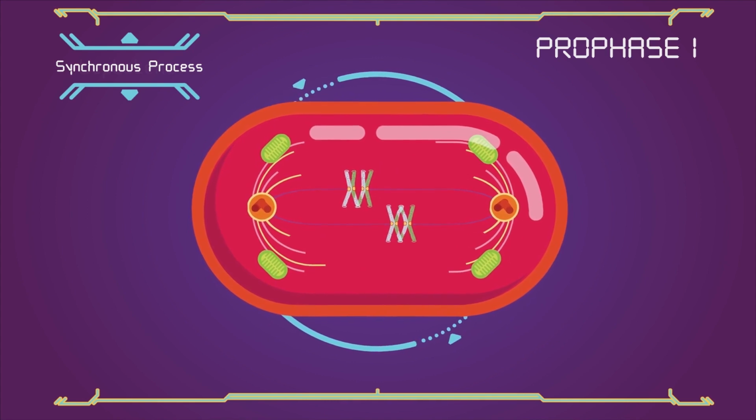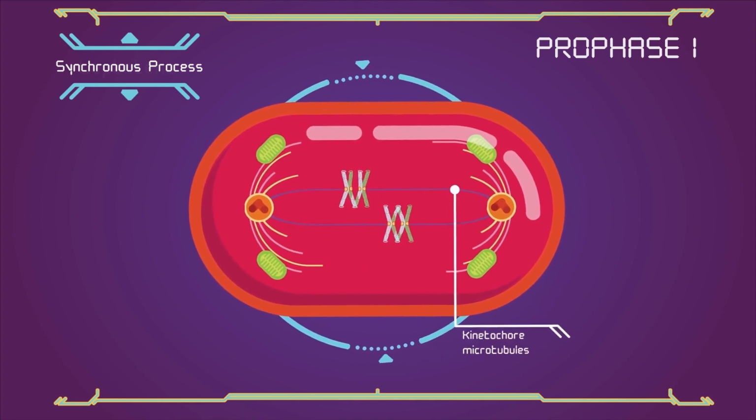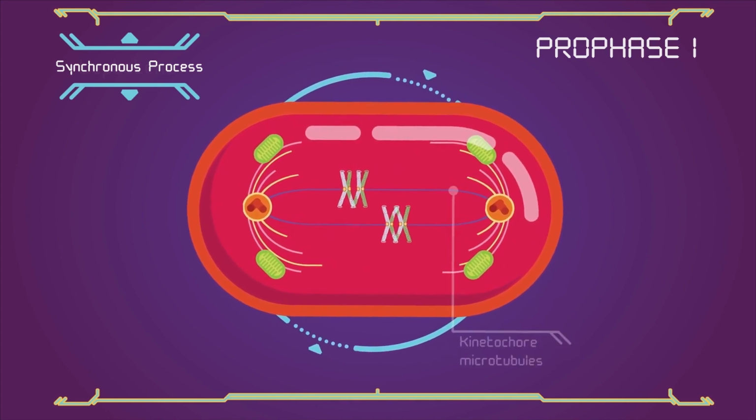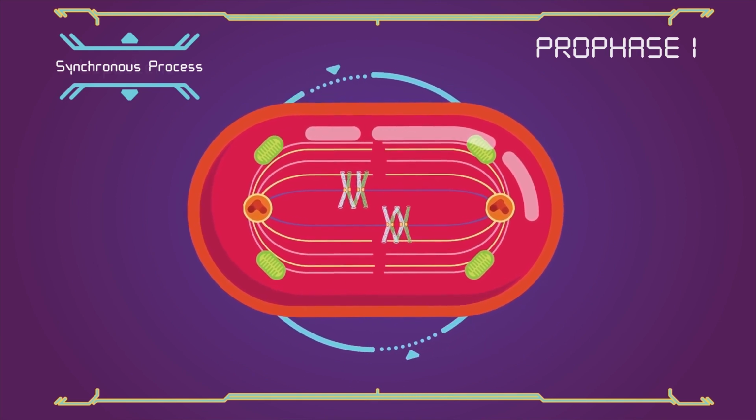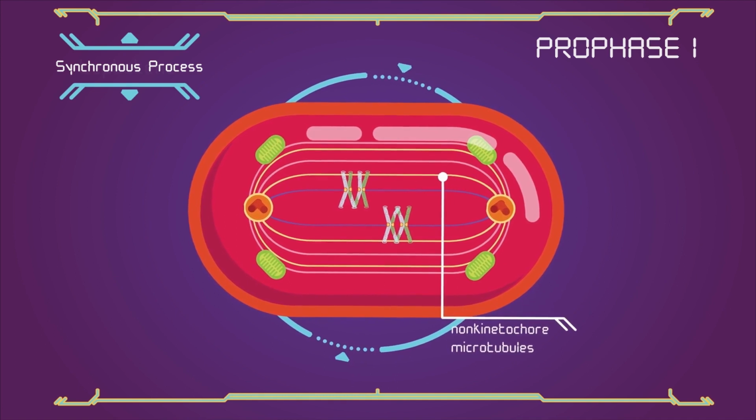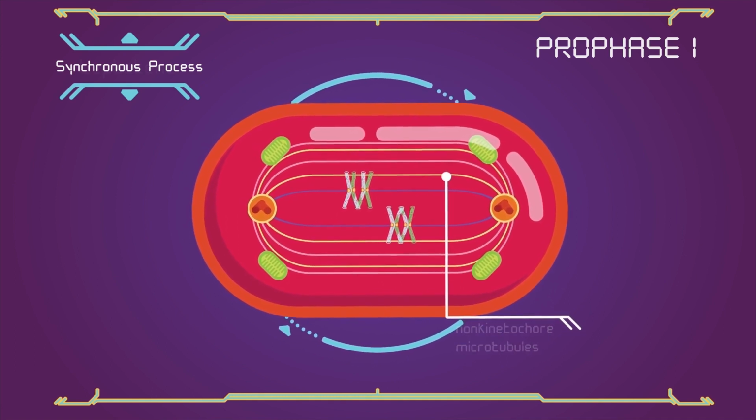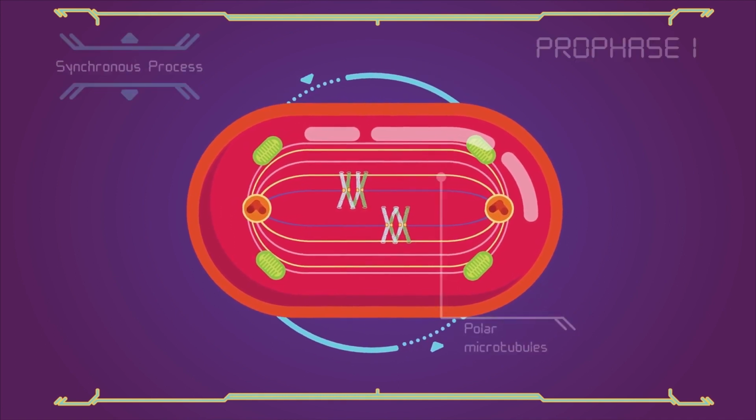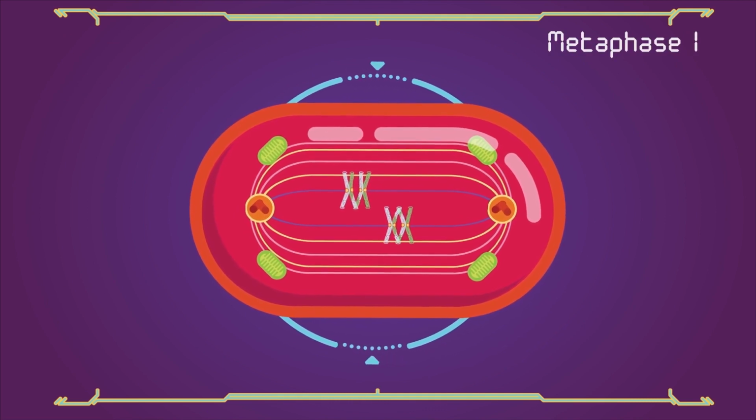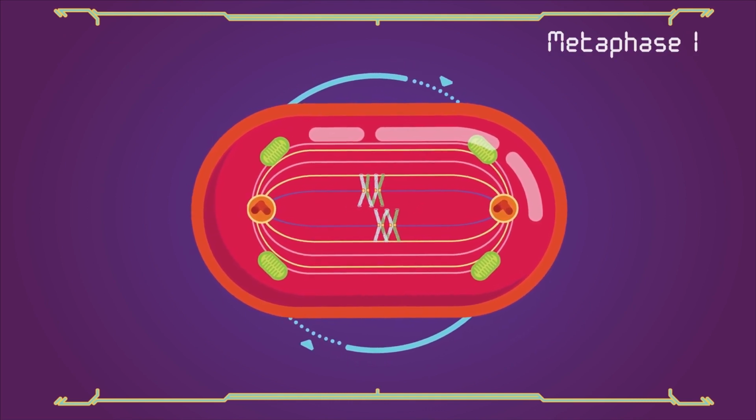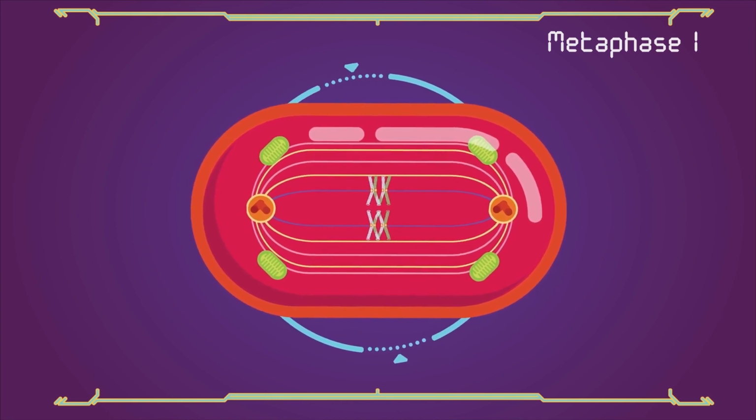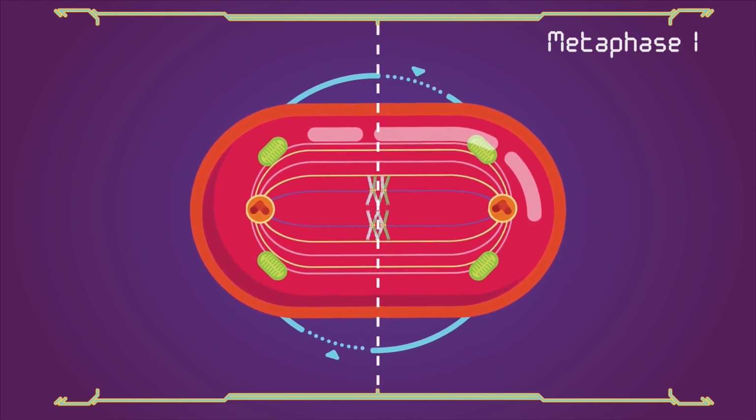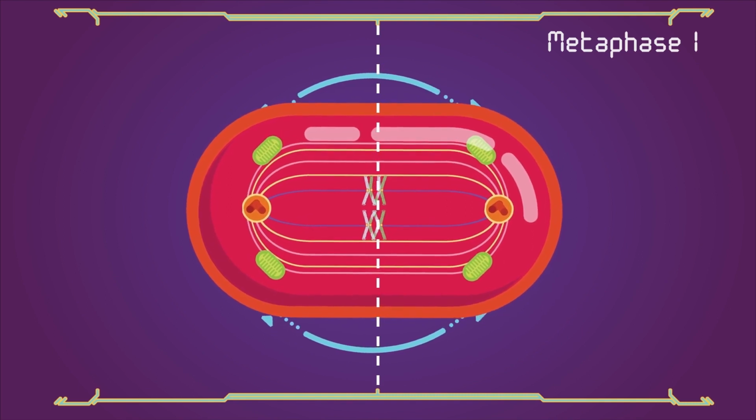Microtubules that attach to the kinetochores are known as kinetochore microtubules. Other microtubules will interact with microtubules from the opposite centrosome. These are called non-kinetochore microtubules or polar microtubules. Metaphase 1. Homologous pairs move together along the metaphase plate. The paired homologous chromosomes align along an equatorial plane that bisects the spindle.